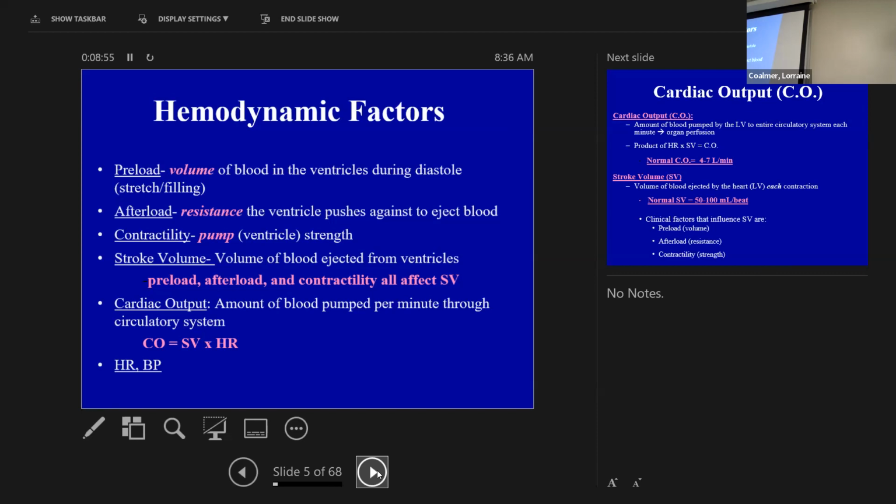So if I ever say to you, what's the preload? You say, well, I got to think about volume. Make that connection. Everybody got that? When I talk about afterload, I talk about the resistance in the vessels.